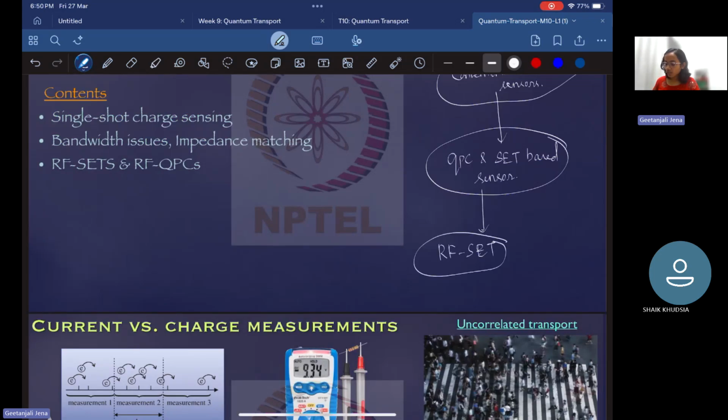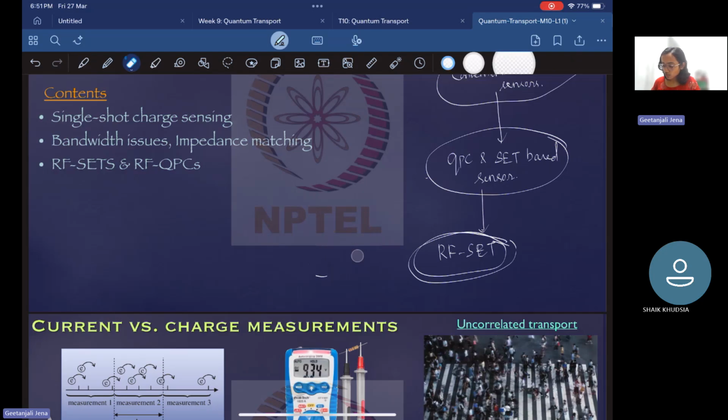Just to tell you in brief why we use RF: we want to sense charge with a time scale much lower than a millisecond. If you want to sense tunneling in the microsecond or nanosecond region, then using QPC and SET it's not possible. But with RF SET, it's possible to sense these charging and discharging events, in the order of microseconds to nanoseconds.